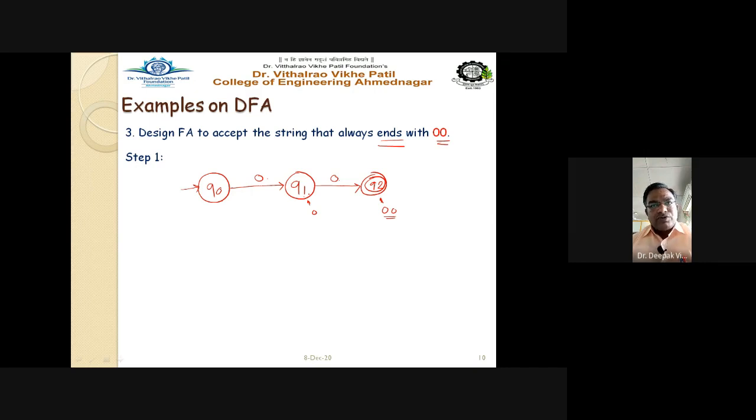Q0 on 0 is there, but what about Q0 on 1? That we have to show here. Q1 on 0 is shown here, but what about Q1 on 1? And at Q2, both transitions, Q2 on 0 and Q2 on 1, we have to mark here. So 1, 2, 3, 4 transitions are there that we have to mark. How is it marked here? Step 2.